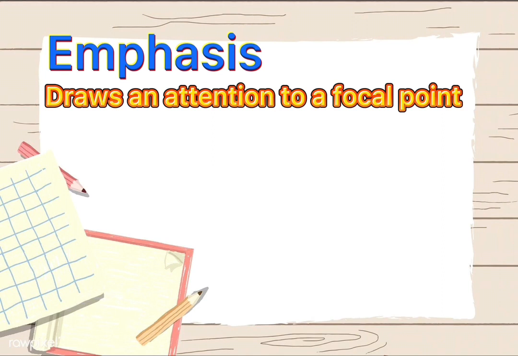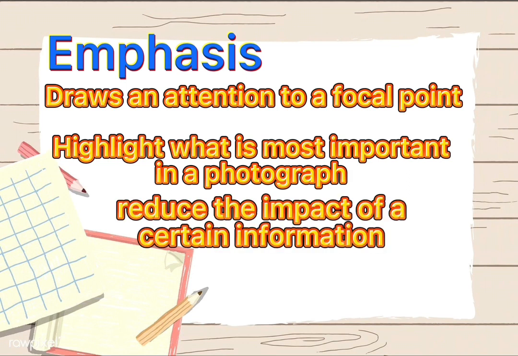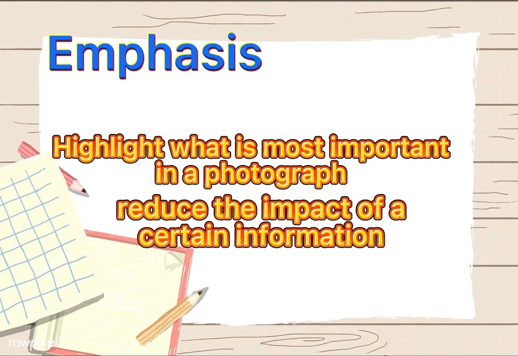This is done by constructing shapes or colors in the image to feature one aspect. With emphasis on a certain part, we are able to highlight what is most important in a photograph. Emphasis can also be used to reduce the impact of certain information. This is most apparent in instances where fine print is used for ancillary information in a design. We must note that if everything is emphasized, nothing will stand out.